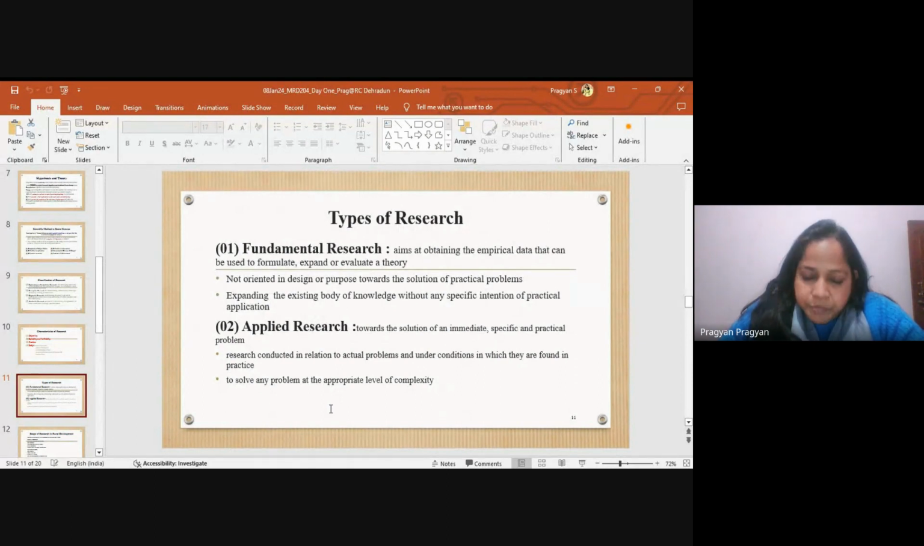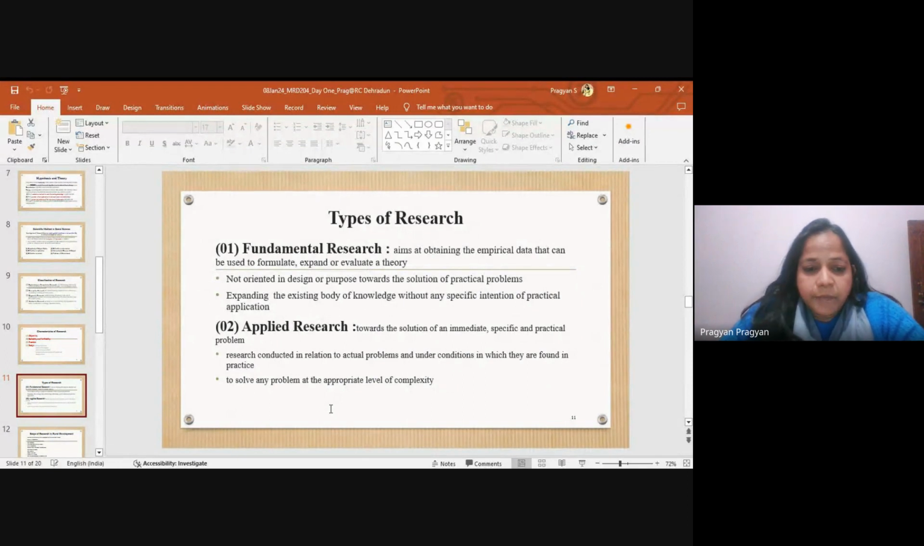It is for the purpose of knowledge creation, knowledge addition, knowledge valuation. It is not oriented in design or purpose towards the solution of practical problems, because the research which is basically being conducted for the solution of practical problems is called applied research. So this is the basic difference between fundamental research and applied research.